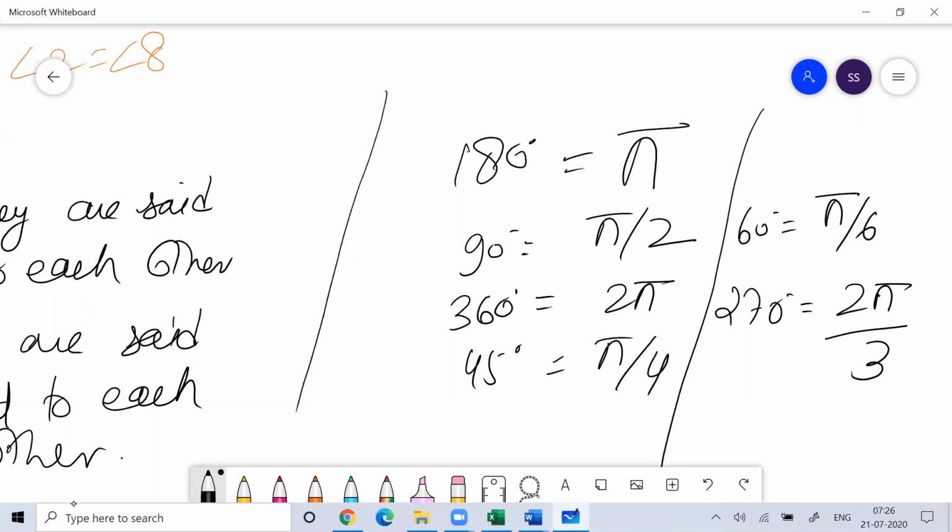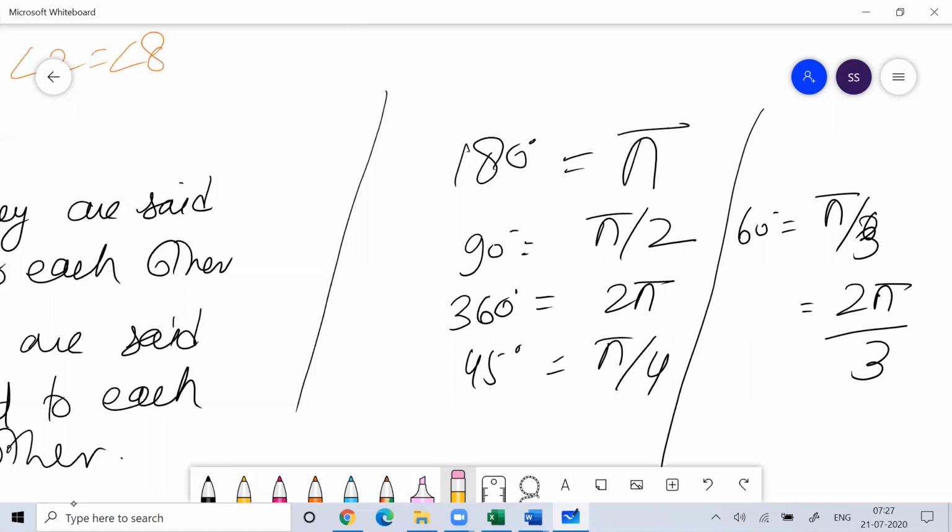And so what is pi by 3? Is that 60 degrees, or is it 30 degrees? Wait, one minute. 180 divided by 3, that is 60 degrees. Then 2 pi by 3 is 120 degrees. One minute, some mistake is there.